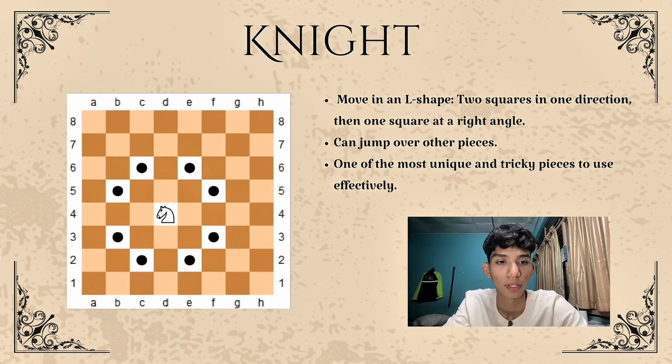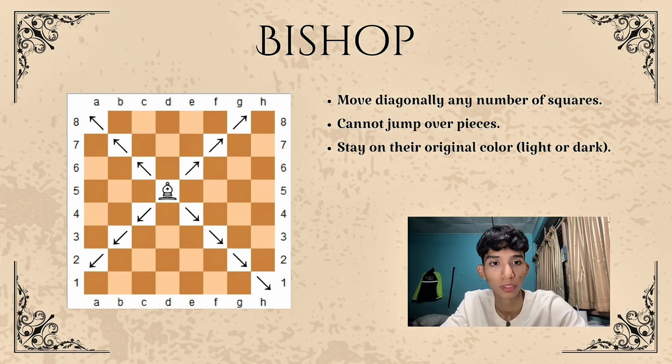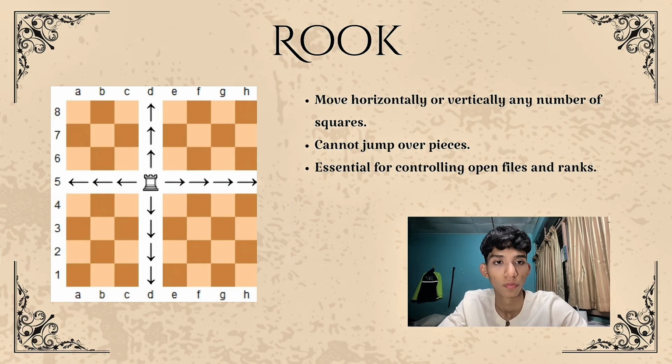Okay, for the knight, it moves in an L shape, 2 squares in one direction, then 1 square at a right angle. The knight can jump over other pieces, and is one of the most unique and tricky pieces to use effectively. For the bishop, it moves diagonally any number of squares, cannot jump over pieces, and stays on its original color, light or dark.